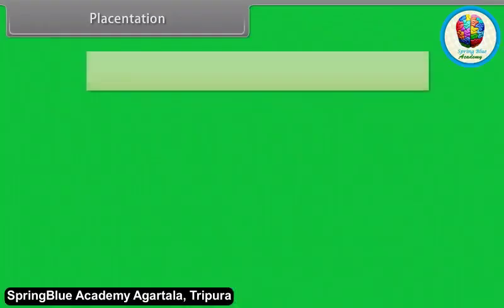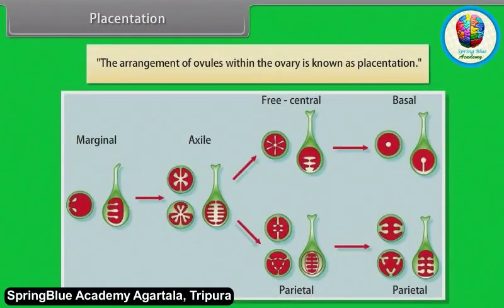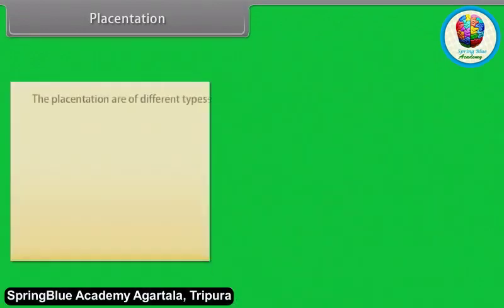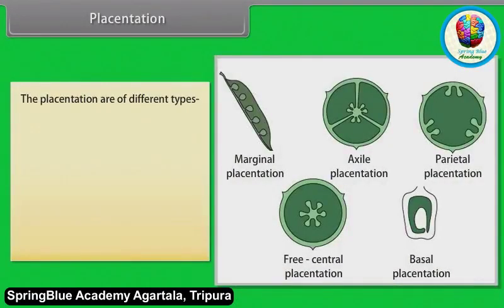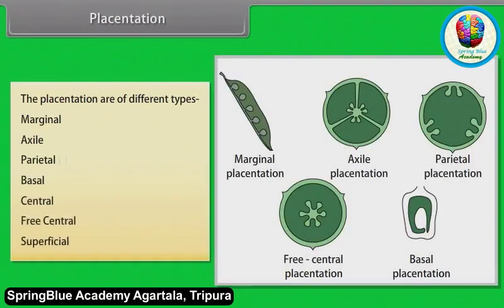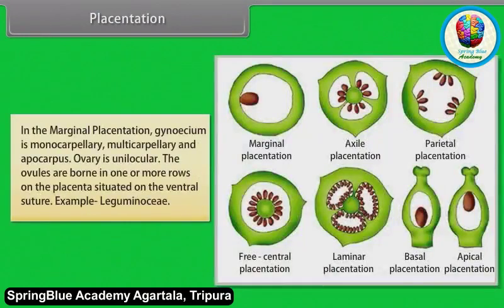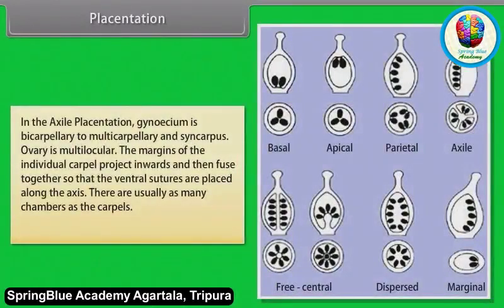Placentation. The arrangement of ovules within the ovary is known as placentation. The placentation are of different types: marginal, axile, parietal, basal, central, free central, superficial. In the marginal placentation, gynoecium is monocarpellary, multicarpellary, and apocarpous. Ovary is unilocular. The ovules are borne in one or more rows on the placenta situated on the ventral sutures. Example: Leguminosae.